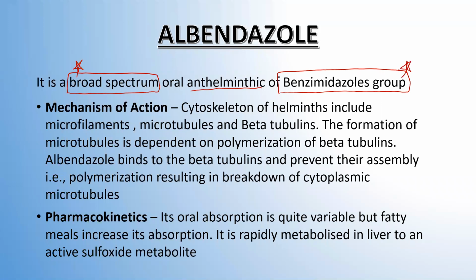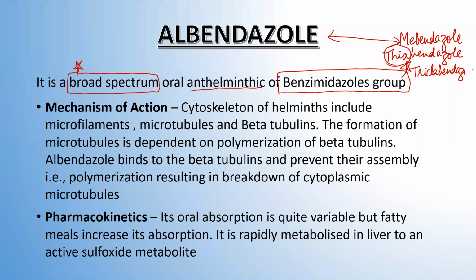This is one of the important groups that we have, and it includes other drugs also, such as mebendazole. These both are cousins in the family, albendazole and mebendazole. And then we have thiabendazole. It has a sulfate group in it, and hence it is thia. And then we have triclabendazole. In your exams, either albendazole is asked or mebendazole is asked. So in this chapter, we'll be learning in detail about albendazole. Albendazole is a broad spectrum anti-helminthic of the benzimidazoles group.